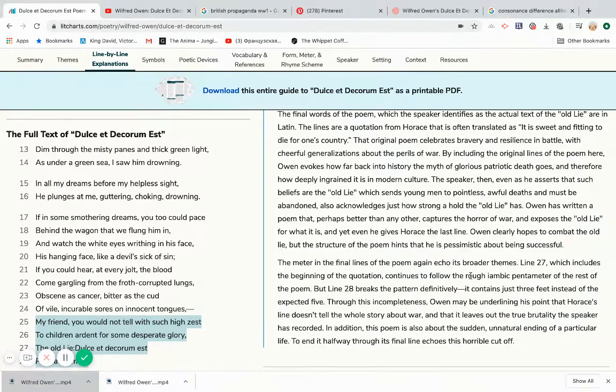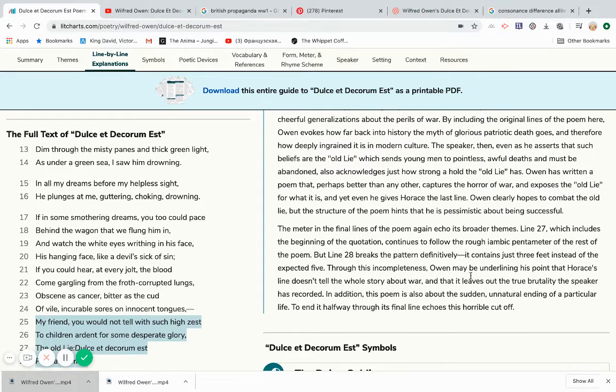It contains just 3 feet instead of the expected 5. Through this incompleteness, Owen may be underlining his point that Horace's line doesn't tell the whole story about war, and that it leaves out the true brutality the speaker has recorded. In addition, this poem is also about the sudden, unnatural ending of a particular life. To end it halfway through its final line echoes this horrible cutoff of the lives of young men in battle.